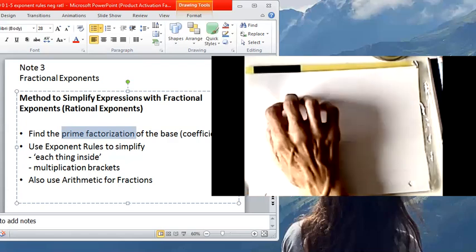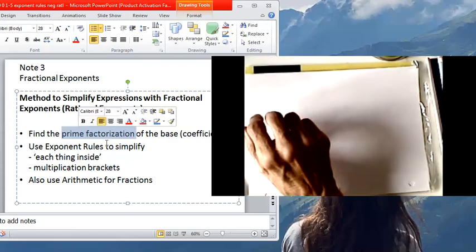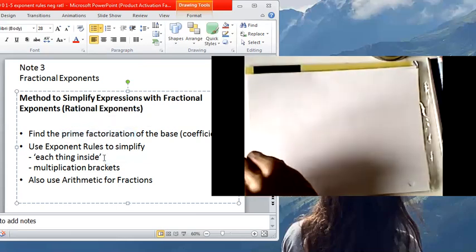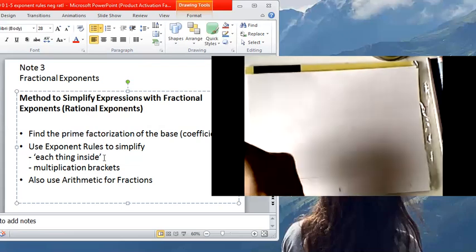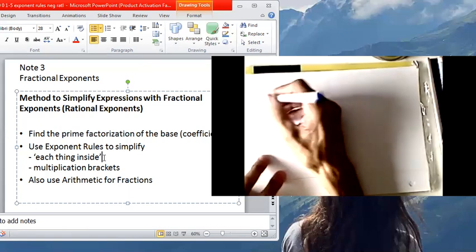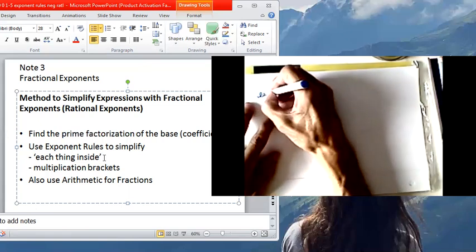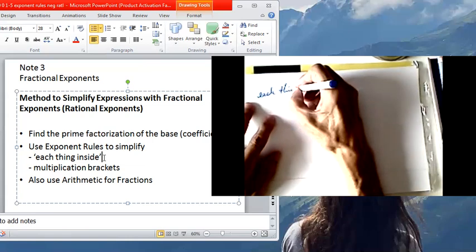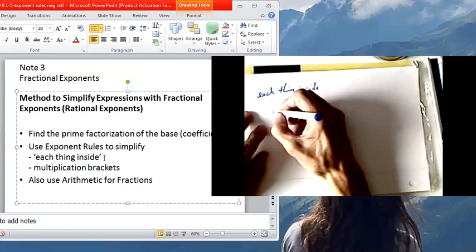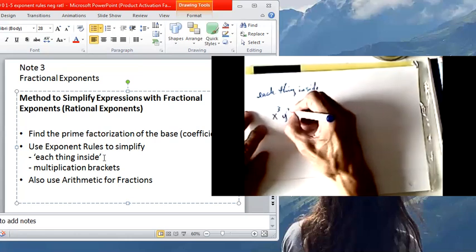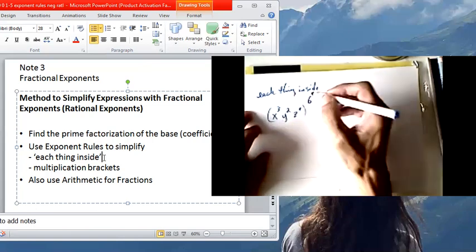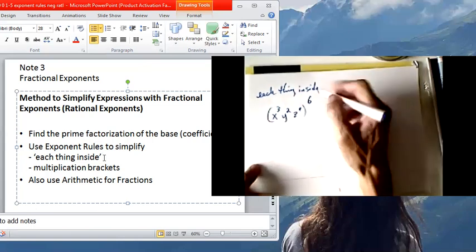Do that first. Next, exponent rules. There are a few of them, but these ones in particular are going to be used for this topic. Okay, so each thing inside. What the heck is this talking about? So the each thing inside, that's talking about this situation where you've got an x squared z to the 4th. See, and this is a 6. That's a 4.